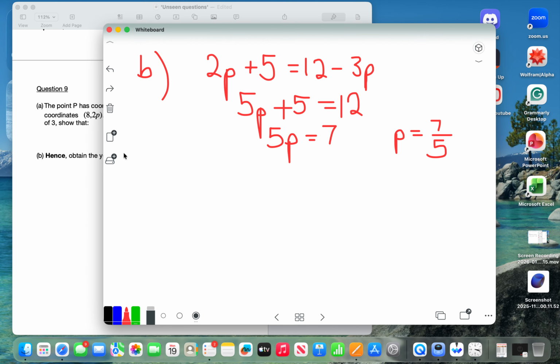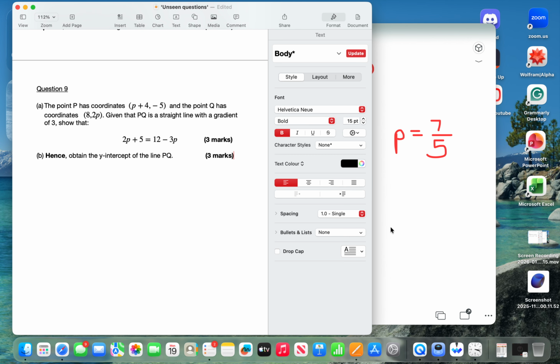And you're going to get the 2 points when you substitute 7 over 5 for p. You're going to get 2 points with exact values. We have to find the y-intercept, so what we need to know is one of the 2 points, but we don't need to know both of those points. I will explain this in a second.